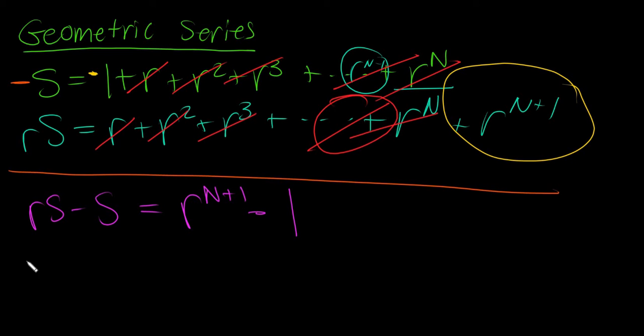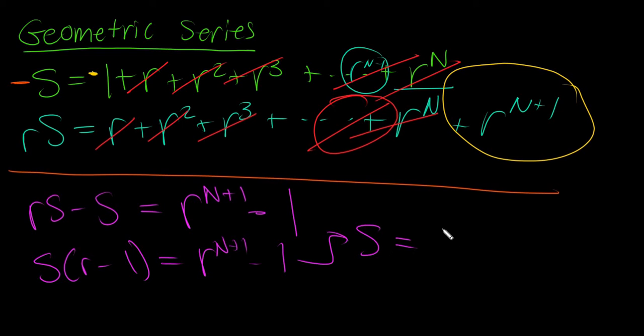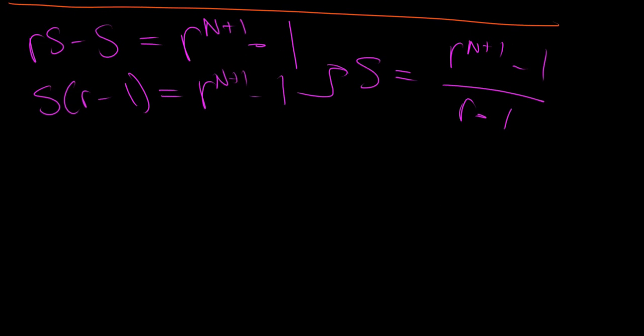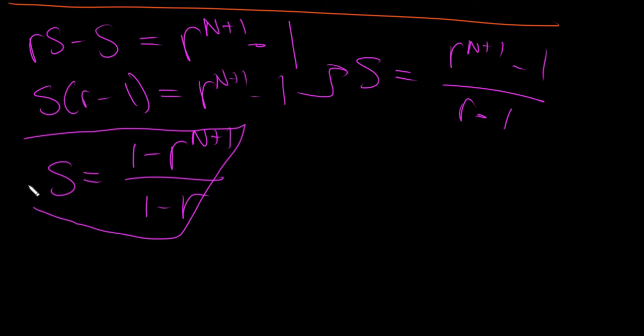And we can actually simplify s because I can factor an s out here. So I get s times r minus 1 equals r to the n plus 1 minus 1. And then I can divide both sides by r minus 1, and then I get s equals r to the n plus 1 minus 1 over r minus 1. And this is actually more commonly written as s equals 1 minus r to the n plus 1 over 1 minus r. This is usually how it's written.